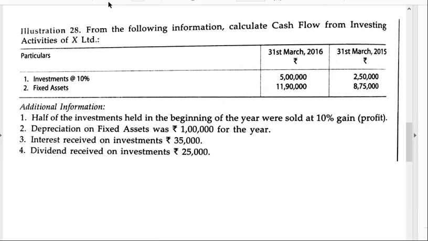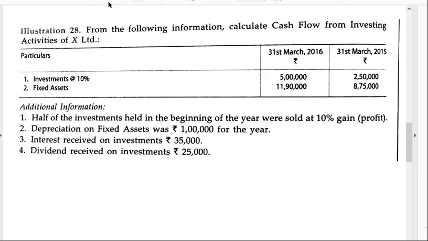From the following information, calculate cash flow from investing activities of X Limited. We are given the opening balances as at 31st March 2015 and the closing balances as at 31st March 2016. Investments at the rate of 10% and fixed assets, right?